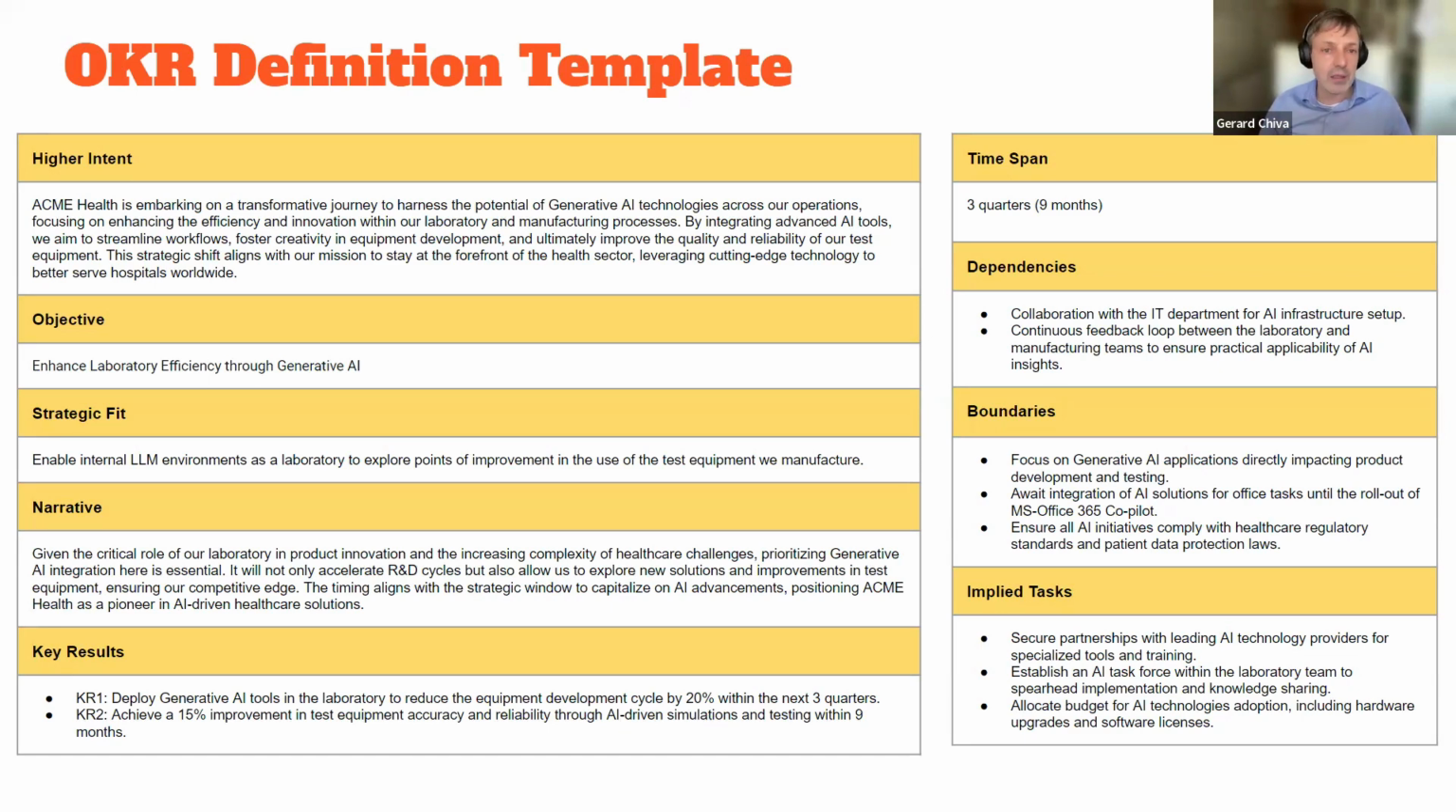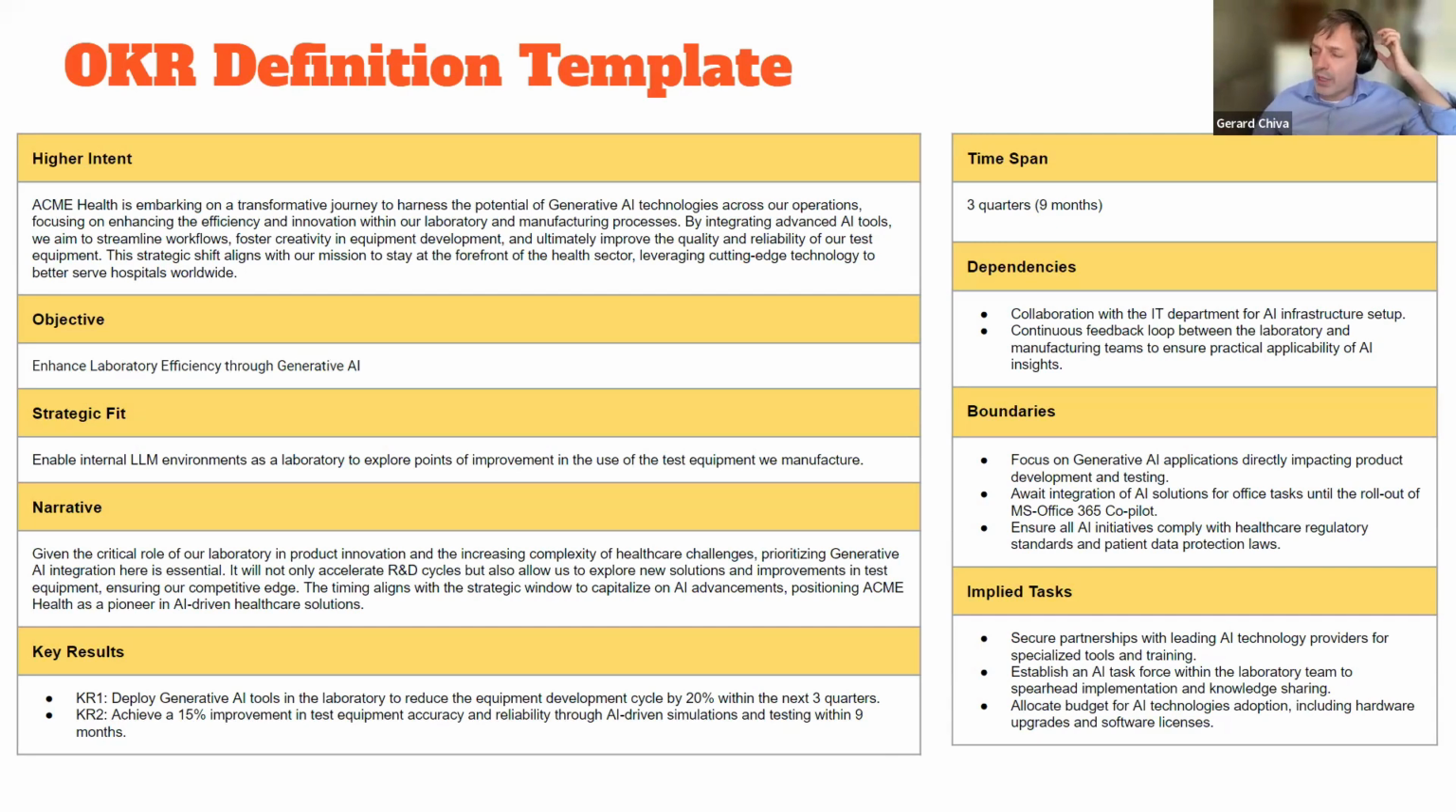And implied tasks. This is a very important box of this template. It's not about defining features or defining initiatives. It's about identifying those things that need to happen to allow this objective to be achieved, right? It's not a roadmap, it's not a set of features or things we need to do, but just those things we need to bear in mind and make sure that we tackle, but they are not part of the objectives or the initiatives that we're going to be developing itself, but they are very important. So we may secure partnerships, as we were mentioning. We may establish an AI task force, and we need to allocate budget. Right? Basically, those are the things that need to happen. Otherwise, we may not fulfill the objective.